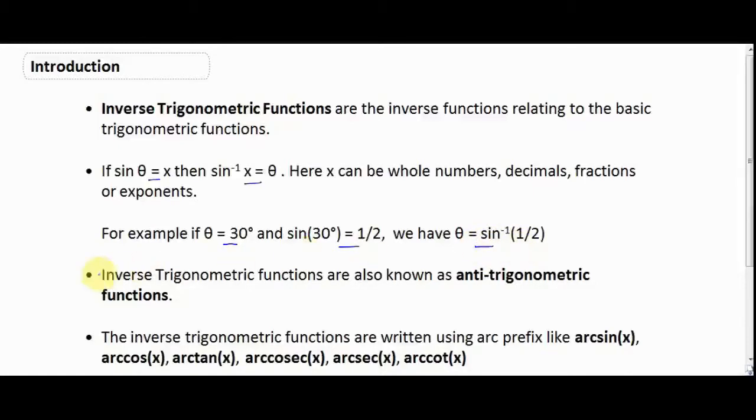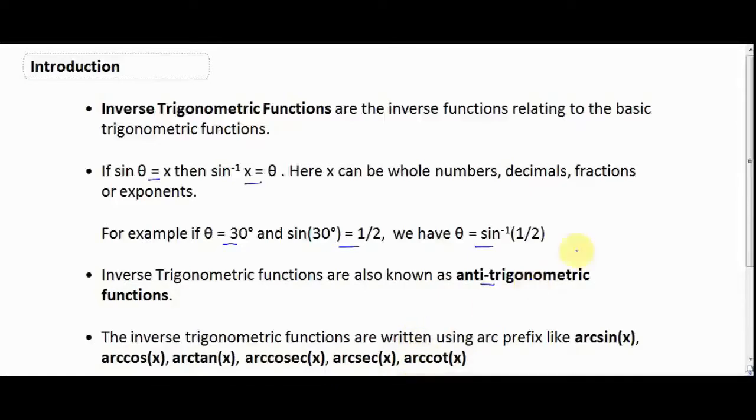Now, inverse trigonometric functions are also known as anti-trigonometric functions, and we can represent them using the prefix arc. Sine inverse of x can be represented as arc sine x. Likewise, each of the inverse functions can be prefixed using arc.